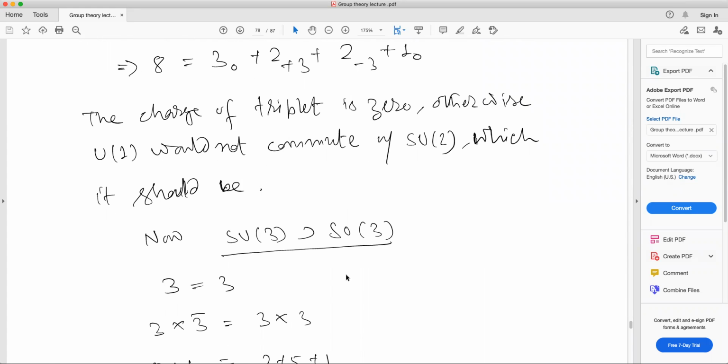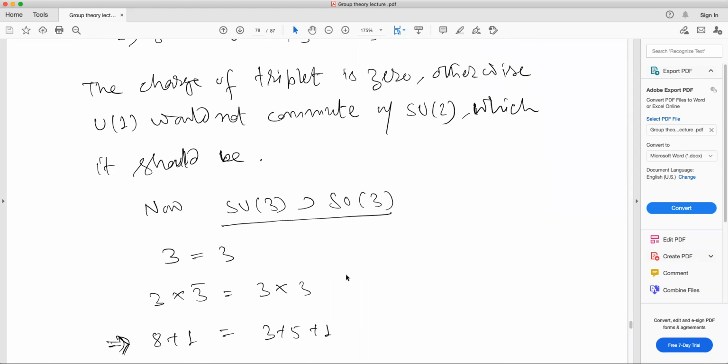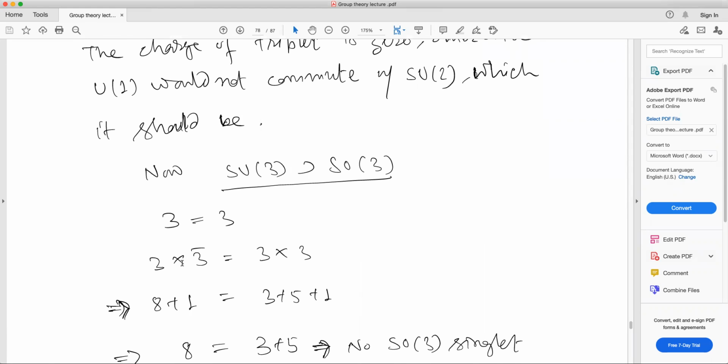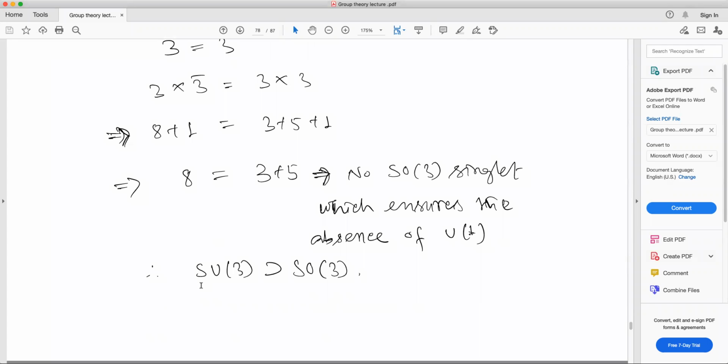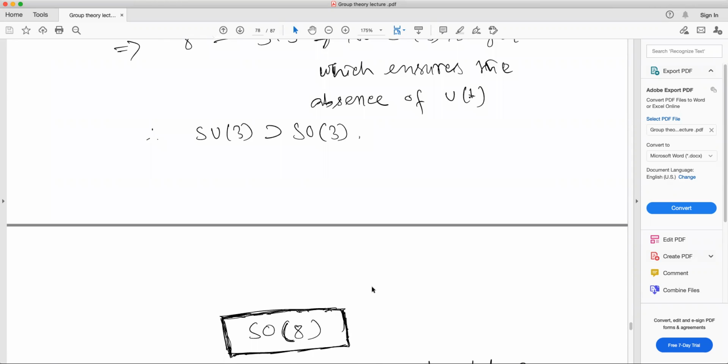So now there's another choice, which is to think in terms of the SO3 embedding. There the 3 equals 3, so 3 cross 3. For SO3, 3 cross 3 is 3 plus 5 plus 1. So now 8 is basically 3 plus 5. Now you can see that there is no SO3 singlet, which ensures the absence of U(1). So that's why the SO3 is only embedded in the SO3. There is no accompanying U(1) unlike the previous one. Okay. So this way the branching actually tells you what kind of allowed embeddings are there.